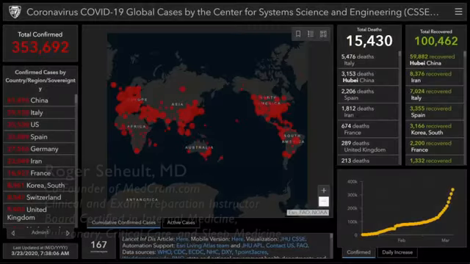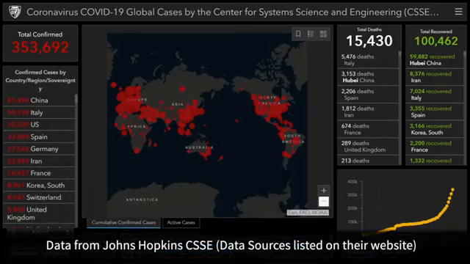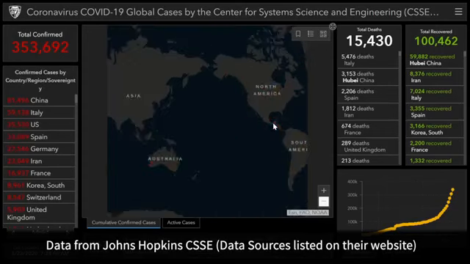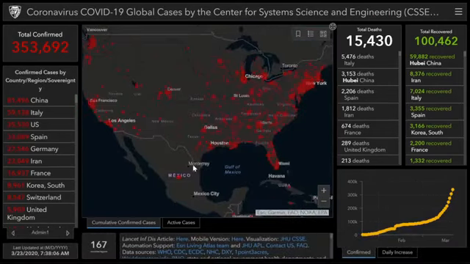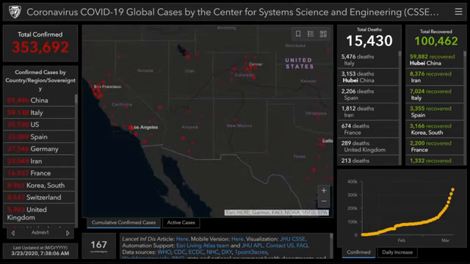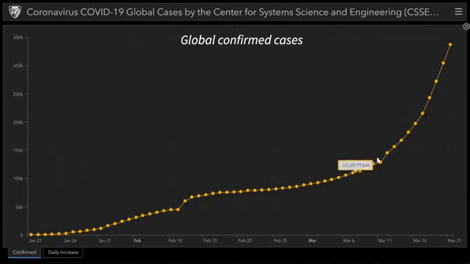medcram.com. Welcome to another MedCram COVID-19 update as we look at our Johns Hopkins coronavirus tracker. We can see where the infections are in the world, and recently they've updated this to actually show a little bit more in terms of location, so you can actually look and zoom in. As you can see, the number of cases are starting to rise quite precipitously.